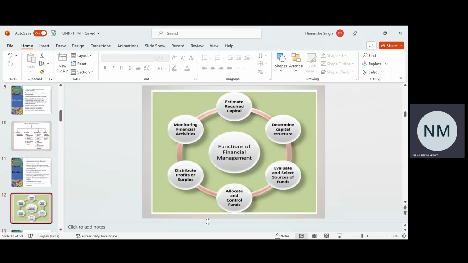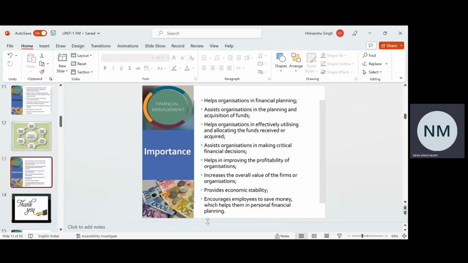So for the functions of financial management, we will see this flow chart. In this, we estimate required capital, determine capital structure, evaluate and select sources of funds, allocate and control funds, distribute profit or surplus, and monitor financial objectives and activities. So these are the functions of financial management. With the help of the flow chart, I hope I am able to clear the functions of financial management. Moving towards our next slide, which is based on importance.